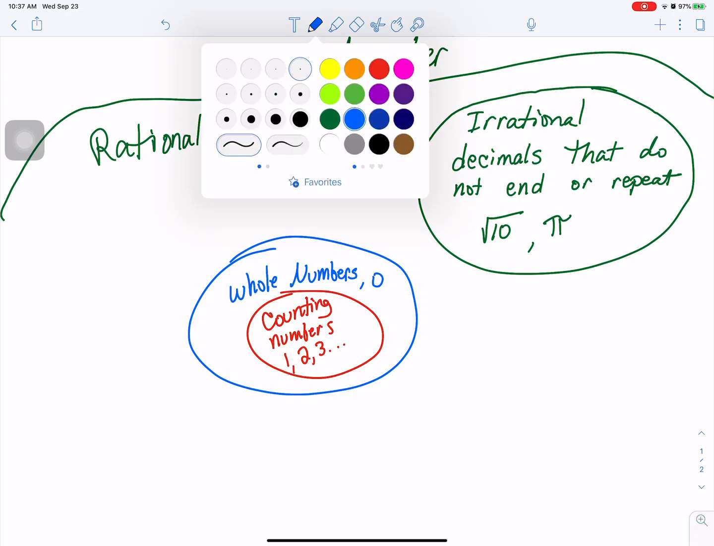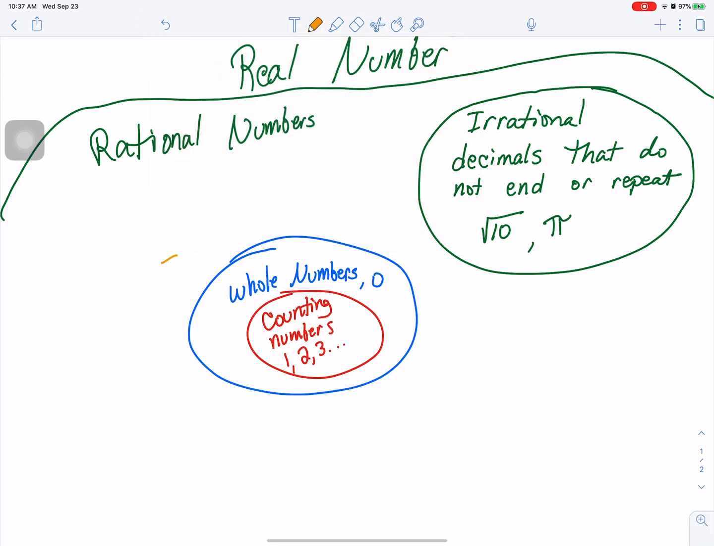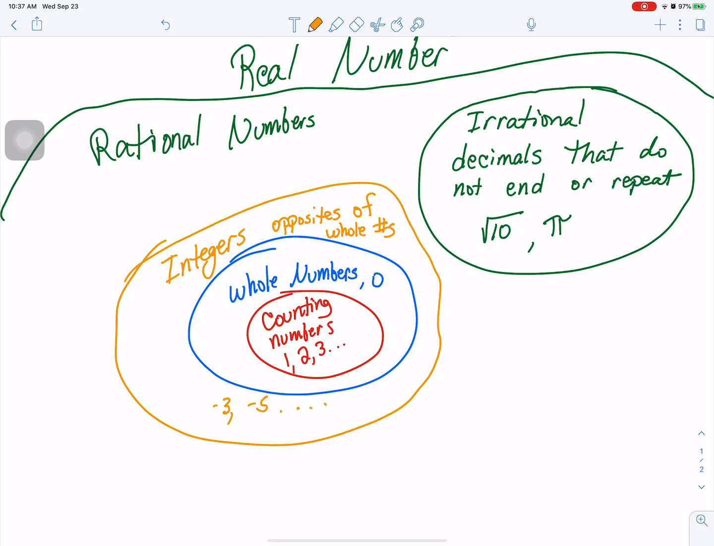And then we go on to our next group, which is integers. So integers would be the counting numbers. It's going to be the whole numbers. And then we're going to add on to this. So it's whole numbers and their opposites. So we're adding in like -3, -5. All those negative numbers are now in integers. We also have a couple other groups of numbers. Those all go together really nicely.